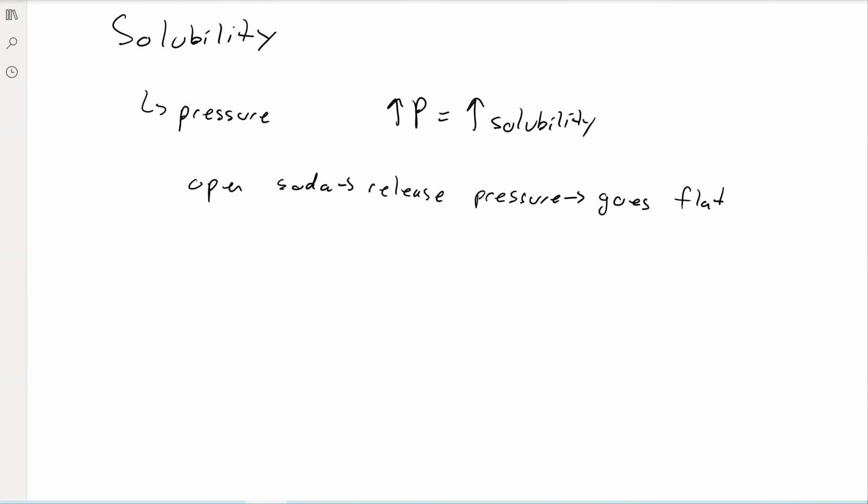The other factor that's important here is temperature. In general, as temperature increases, the solubility of a gas decreases.